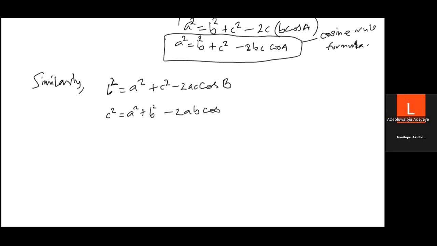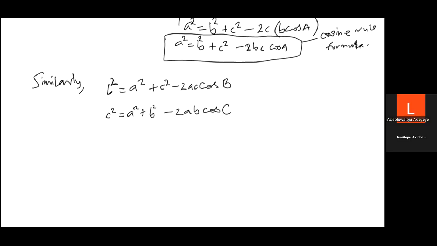So what did you notice in the three formulae? You will see that the side we are looking for, the angle that faces that side, is the one we have as cos of that: B squared with cos B, C squared with cos C. So this suggests that if you know all three sides, you can use the cosine rule to determine the angles, one after the other.